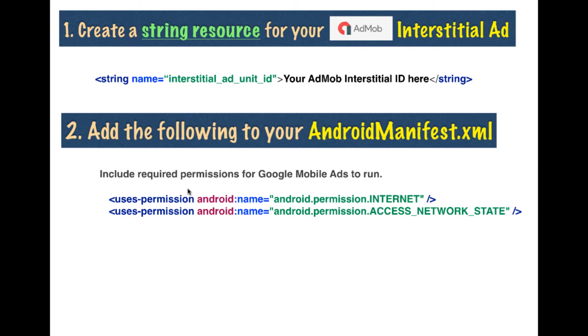So the next step is to add the following to your AndroidManifest.xml. This is the same thing you add with Admob banner. So you include the required permissions for Google Mobile Ads to run. So you have the android.permission.INTERNET and the android.permission.ACCESS_NETWORK_STATE.